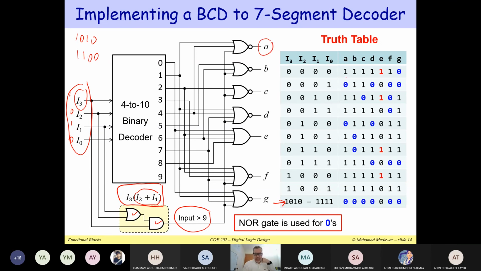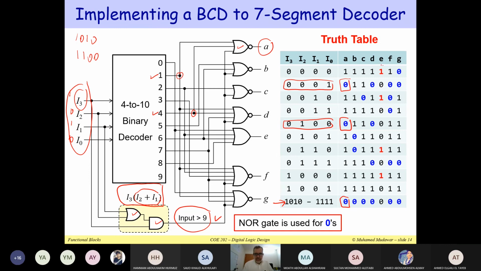Now for the output A, I need actually to focus on these 3 zeros. Okay, so this here is output 1. This here is 4. This is 4, and we have anything which is greater than 9. So we connect these two. So we take the output of the decoder. So this is output 1 of the decoder. This is output 4 of the decoder, and anything which is greater than 9 will give me the output A equal to 0. So we use here a 3-input NOR gate.